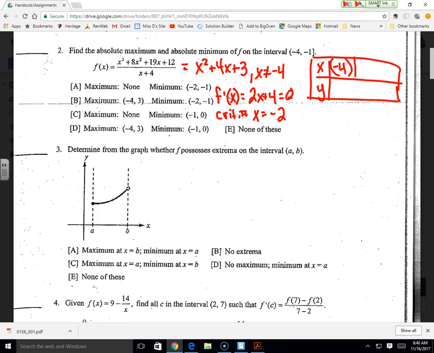-4. I'm making that in parentheses because is it actually allowed to be there? No. It's going to be a hole. But we'll still check it and see how high that hole is. Then we have a critical number of -2, which is in between, and -1.